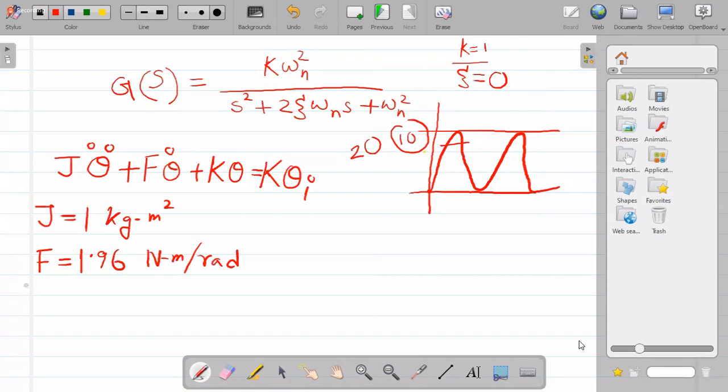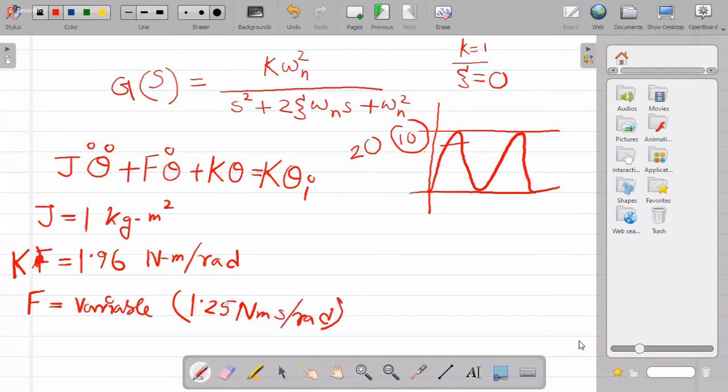Sorry. This should be K. This is your K, not F. And your F is a variable with a nominal value, say 1.25 Newton meter second per radian.